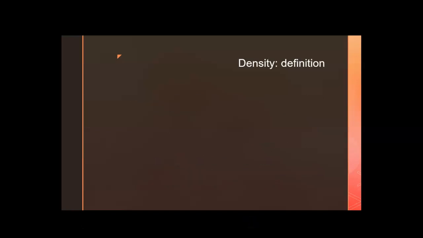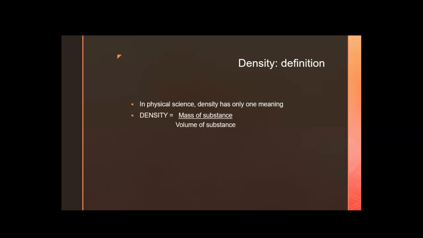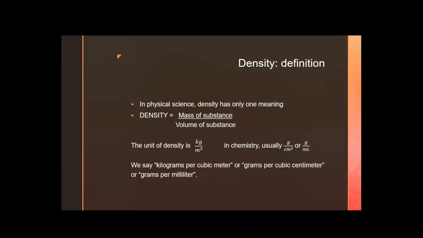However, our scientific physical science definition of density is only one meaning. It's the mass of a substance divided by the volume of that substance. The unit of density is kg divided by m cubed. In chemistry, we usually use g, grams, divided by cm cubed, or grams divided by mL. We say in English kilograms per cubic meter, or on the right, grams per cubic centimeter, or for liquids, grams per milliliter.